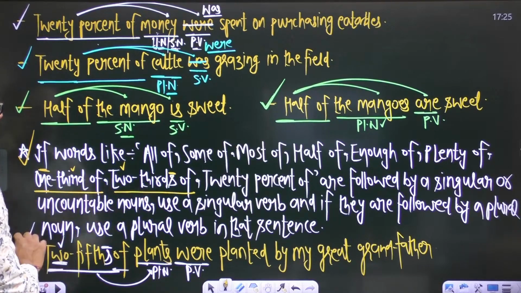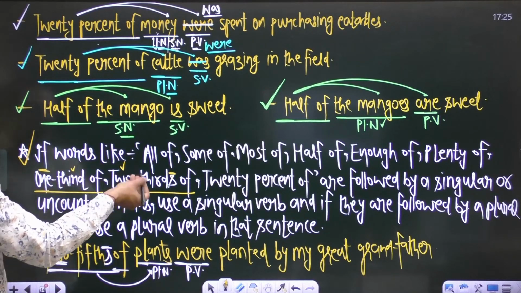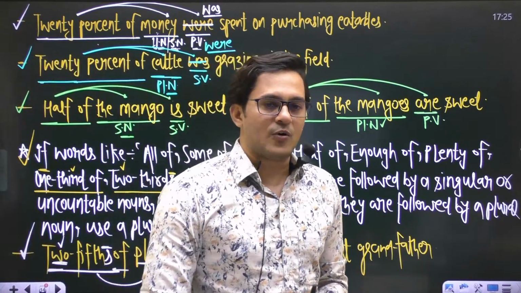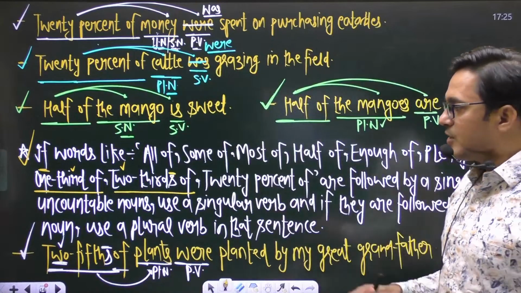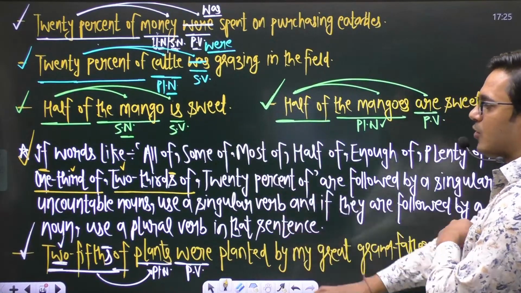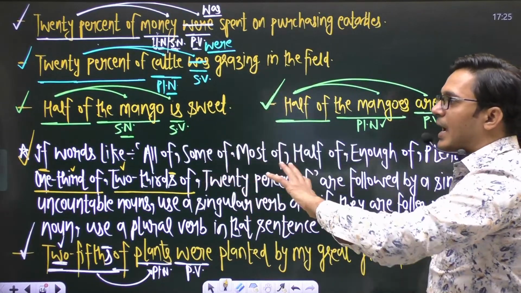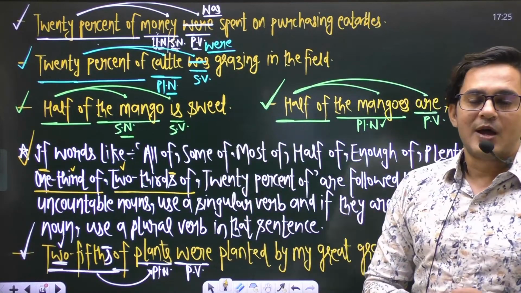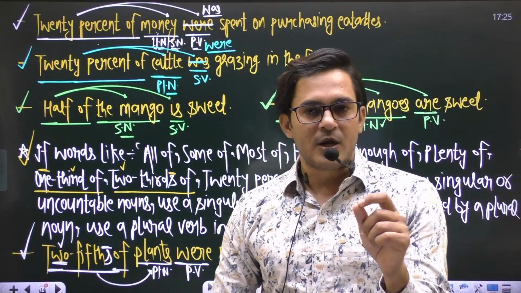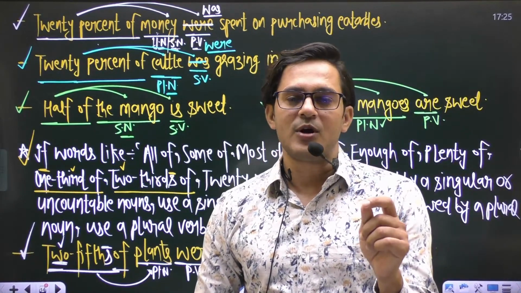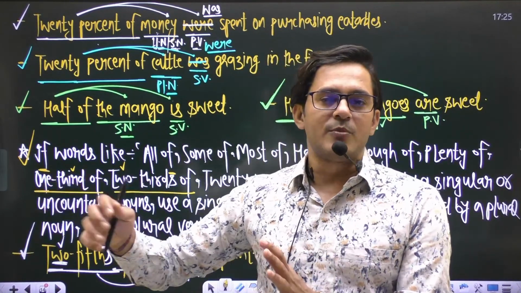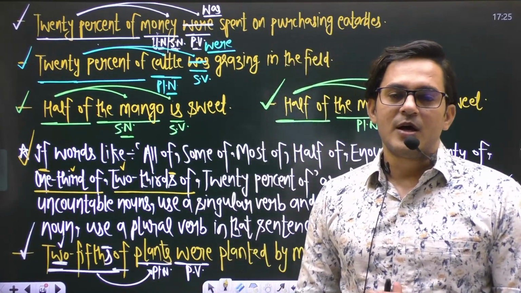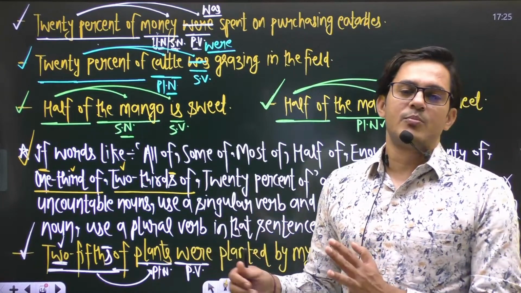Any fractional value can be there: 1/4, 1/5, 1/6, 2/3 of, 2/5 of, 3/7 of. It can also be there, right? So are you getting my point? This one is the concept. If any of these words, all of, some of, most of, are followed by a singular or uncountable noun, a singular verb is used. And if these words are followed by a plural noun, we use a plural verb in that sentence.